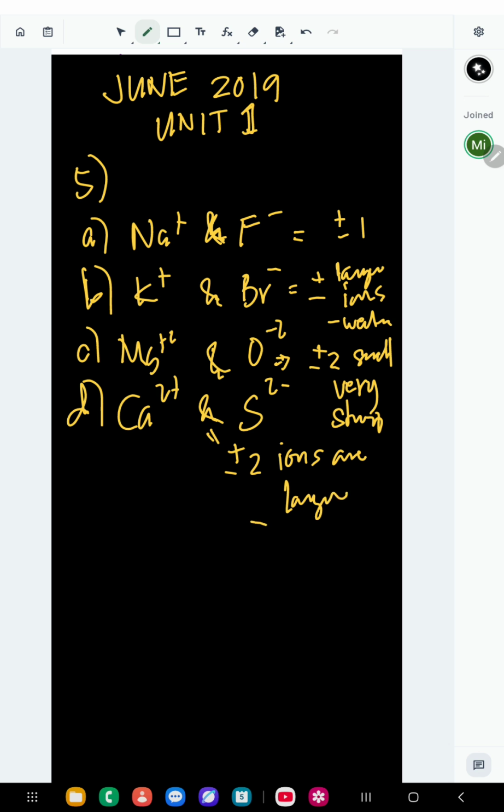Therefore, it has a weaker bond. Therefore, the answer here should be letter C. Yeah, because the first two, sodium and fluorine, potassium and bromine, and calcium and sulfur, have weaker bonds, and the strongest here is magnesium and oxygen. So the answer should be letter C. Then we're on number 6.